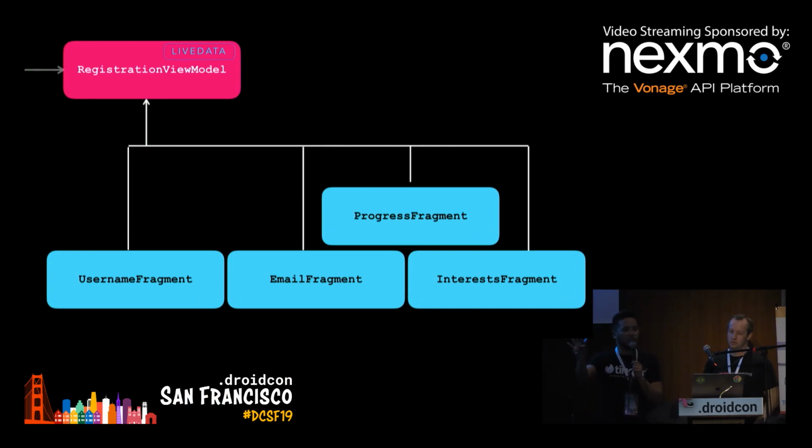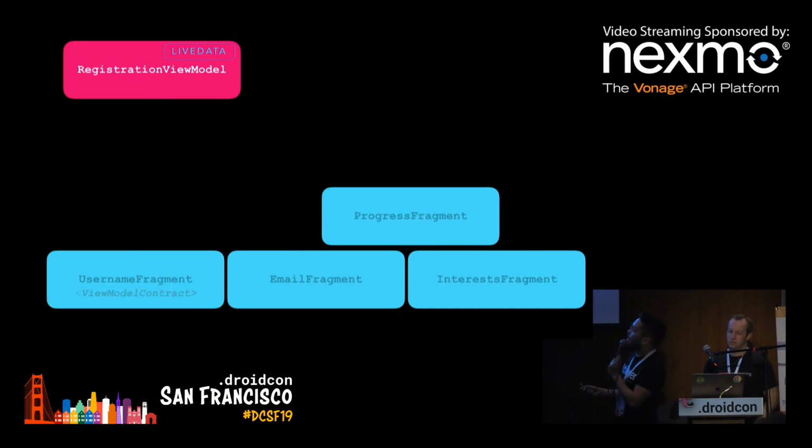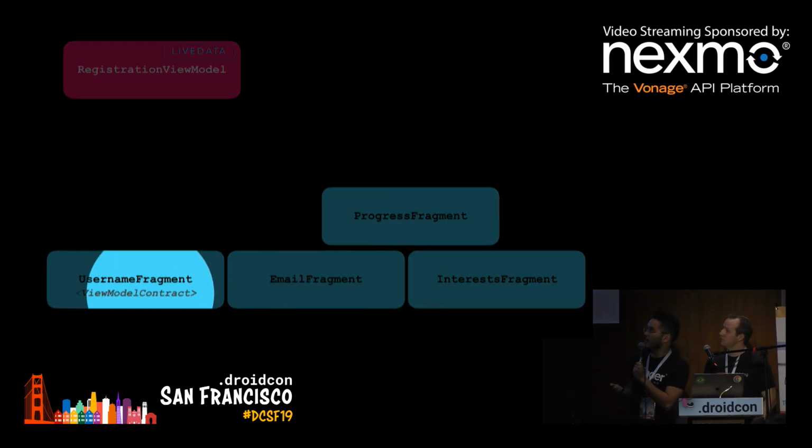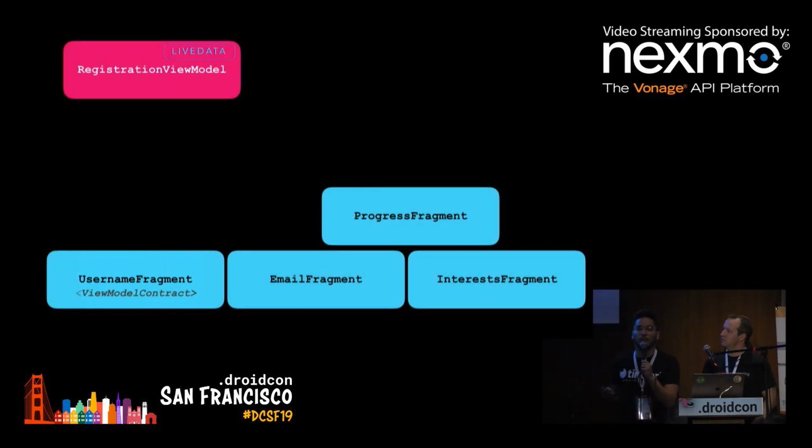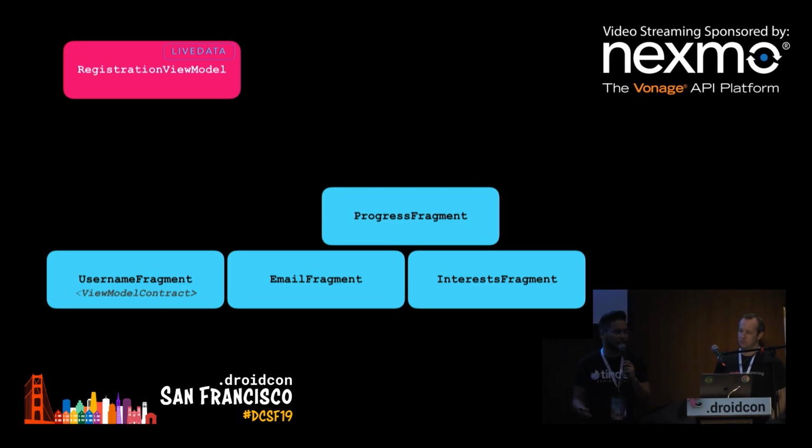So let's put this aside, and let's imagine here that the username fragment will declare an interface. And that interface right there declares everything that it wants to do on the parent view model. It declares the methods that it wants to be able to change, and it declares the information that it wants to have access to. But it's just an interface. We do the same for the email fragment. We do the same for the interest fragment. And then we do the same for the progress fragment.